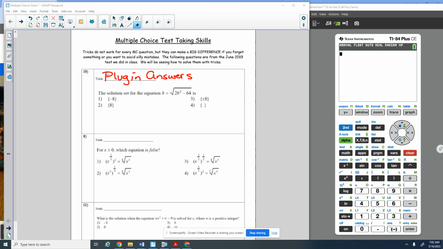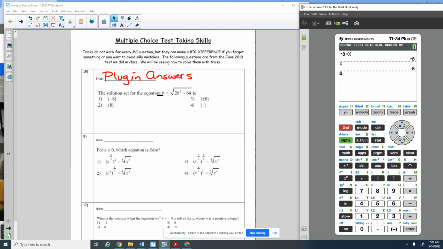So I'm first going to check the -8. We store it as x. I'm just going to use x versus b because it's easier to get to. So I'm going to type in one side of the equation, which is just x, which should output -8 because that's what I stored. And then I'm going to type in the other side of the equation, which has a little more to it: 2x squared minus 64.